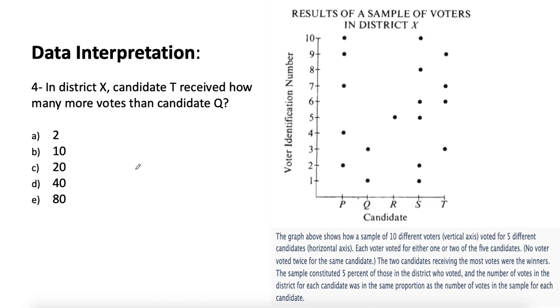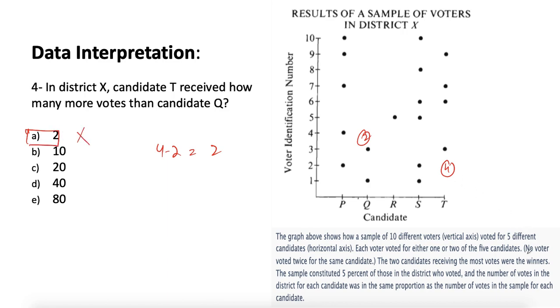Now let's see this. In district X, candidate T received how many more votes than candidate Q? So T received 1, 2, 3, 4 and Q received 2. So boom, the answer is 4 minus 2, which is 2. That is A. But wait a minute, this is wrong.